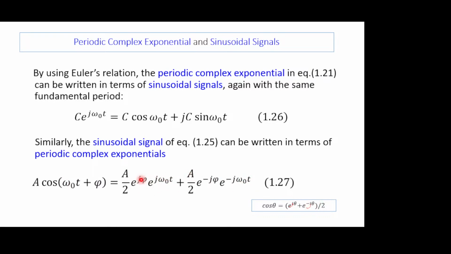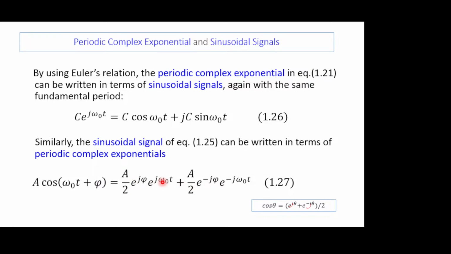Then we can break up the omega naught t and the phi part of the complex exponential also. So then we are left with this e to the j omega naught t and e to the minus j omega naught t, and we have some complex coefficient, and we have some other complex coefficient here. So like this.